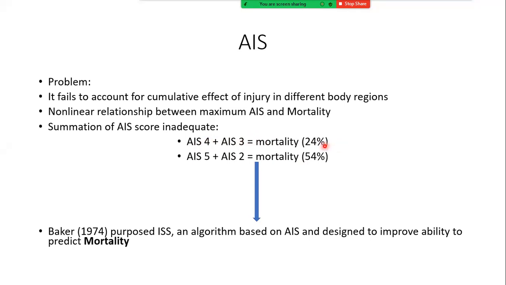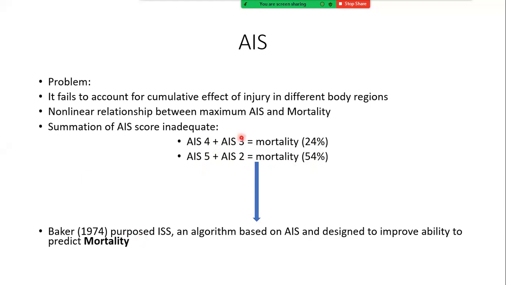Again, the next patient is having a very large EDH, and for his head injury, the AIS score is 5. And he's also having some skin laceration, and for that, the AIS given is 2. In this also, the total score will be 7. 4 plus 3, 7, 5 plus 2, 7. But the mortality will be higher in this patient. So by summation alone, you cannot tell how much mortality he is likely to have. So these are the limitations of this AIS score.